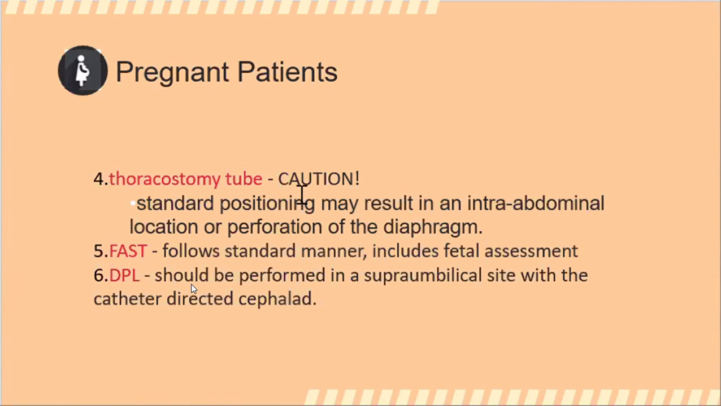So thoracostomy tube insertion, it will not follow yung fourth or fifth ICS because your diaphragm is elevated. So baka ka mag-thoraco abdominal injury o baka diaphragmatic injury. And sa FAST, aside from assessing for fluid collection, we can also assess the fetal status. And for DPL, it should be performed in a supraumbilical site with catheter directed upward, hindi directed papunta sa baba, because you might injure the ureter or the uterus and the fetus inside.